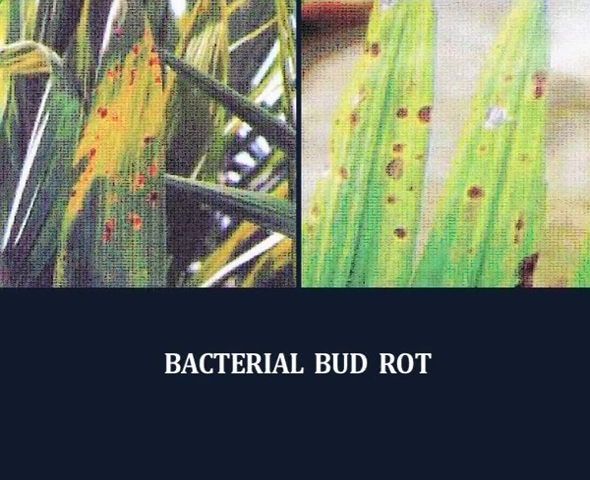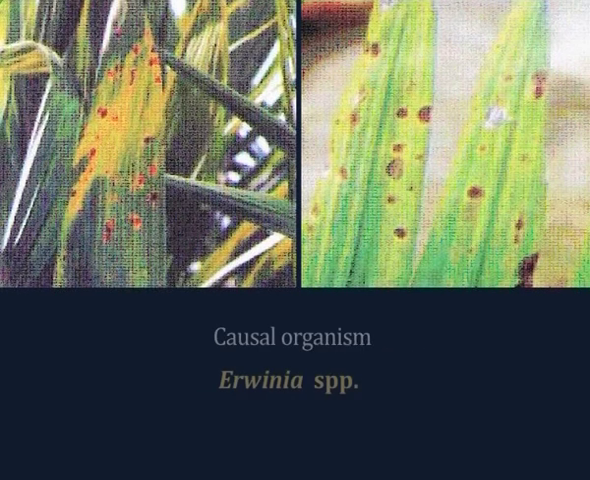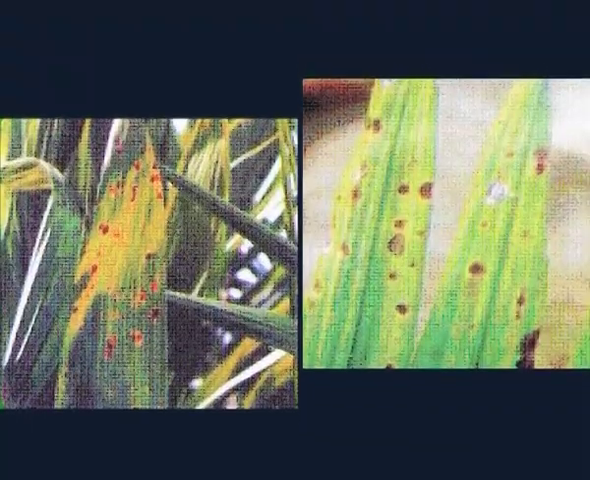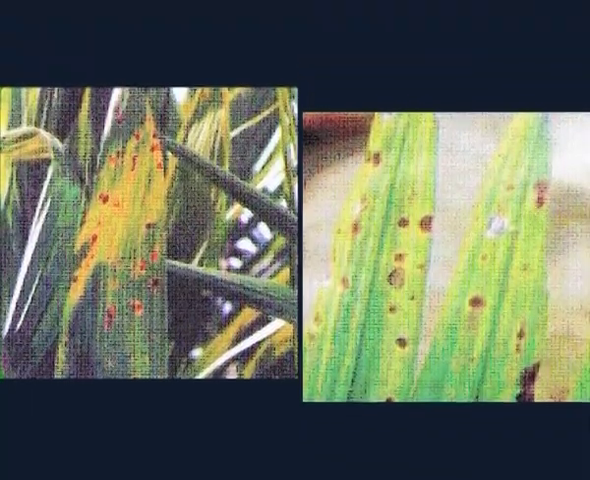Next important disease is the bacterial bud rot, and the causal organism is Erwinia species. Now let's see the symptoms of the disease. Parts of the spear leaf petiole turn brown. Discoloration may be associated with a wet rot. Spear leaf may be wilted and or chlorotic. Leaves may collapse and hang from the crown.